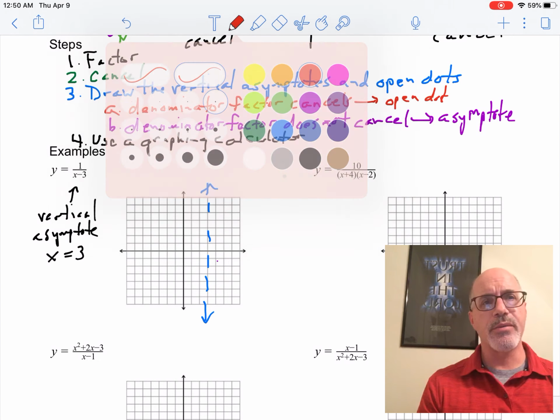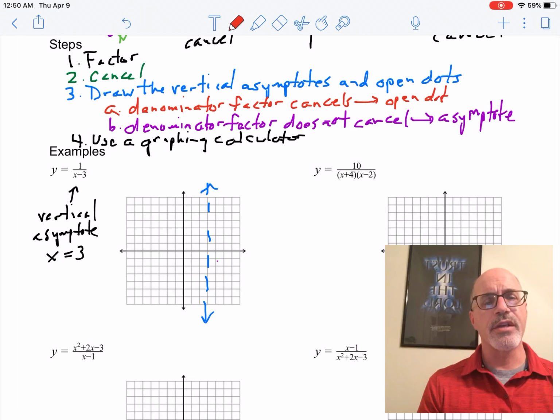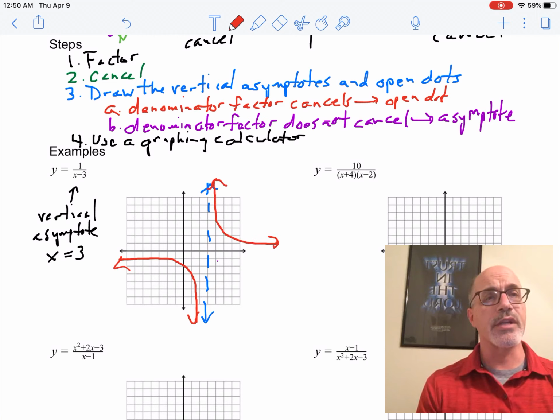And what we can see on the graphing calculator is on the left part of the asymptote, we've got a graph that starts near the axis and then goes down to negative infinity. And then on the other side of the asymptote, it starts at positive infinity and goes toward the axis.